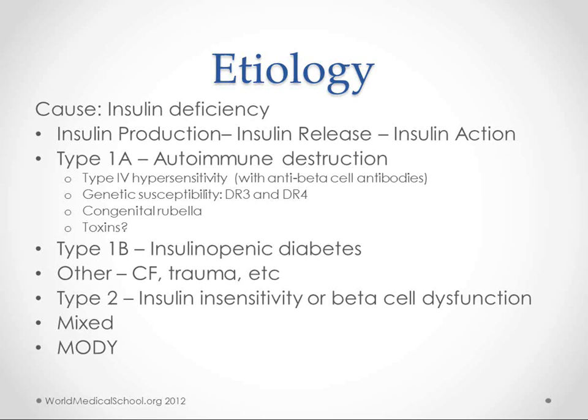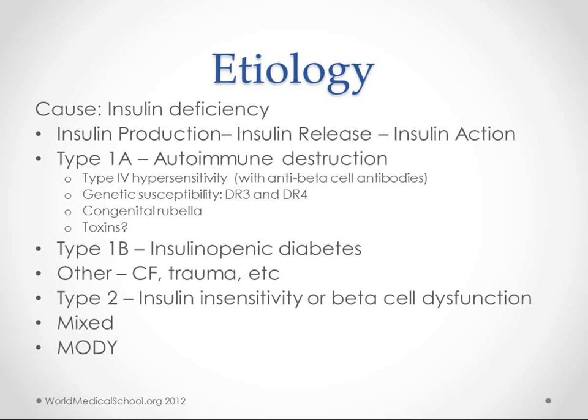The most common by far in children is type 1A, which is an autoimmune destruction of beta cells. Now the beta cells are among the islet cells in the pancreas that produce insulin. So if you destroy them, then they don't produce insulin anymore. This is a type 4 hypersensitivity, meaning that it is T cell mediated. But there are antibodies that circulate, like anti-beta cell antibodies or anti-insulin antibodies that you see. And those can be used as markers, but they are not the actual causes of destruction.